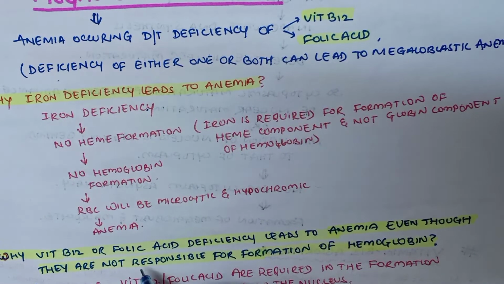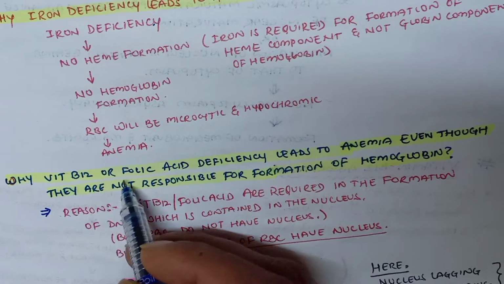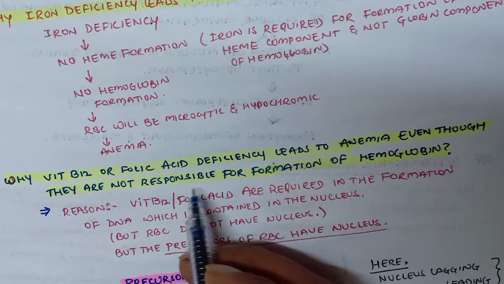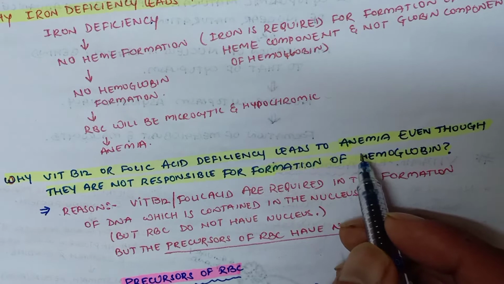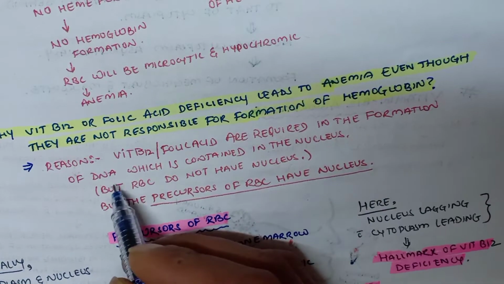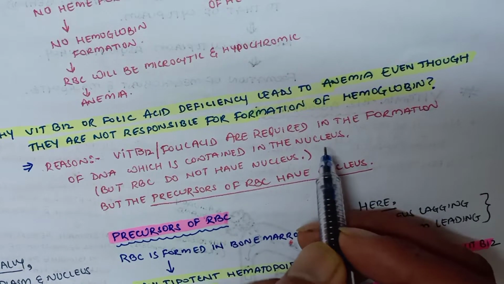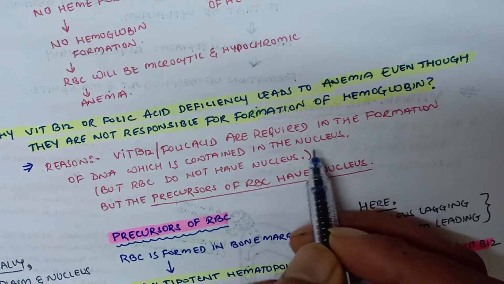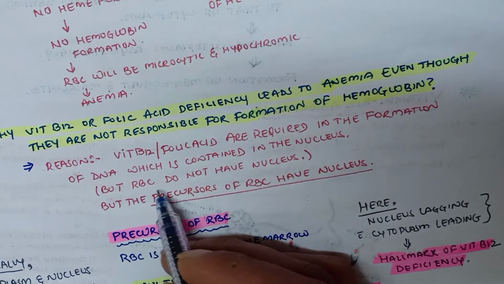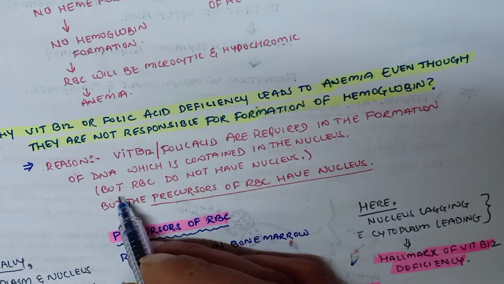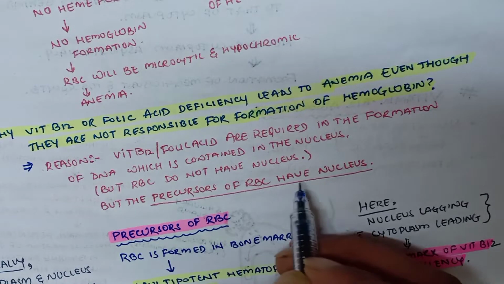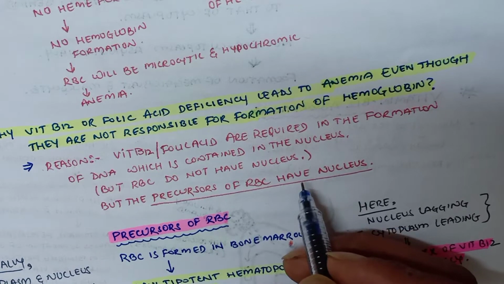But why vitamin B12 or folic acid? Why does vitamin B12 or folic acid deficiency lead to anemia even though they are not responsible for formation of hemoglobin? The reason is vitamin B12 and folic acid are required in the formation of DNA, which is contained in the nucleus. For the synthesis of DNA we require vitamin B12, but we know that RBC do not have a nucleus. Although RBC do not have a nucleus, the precursors of RBC will have a nucleus. So what are the precursors of RBC?